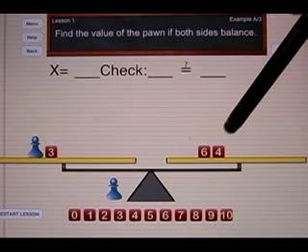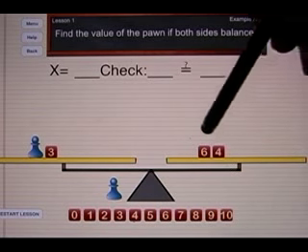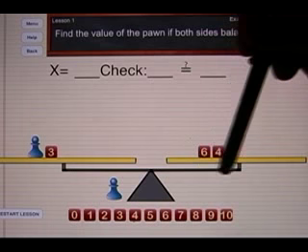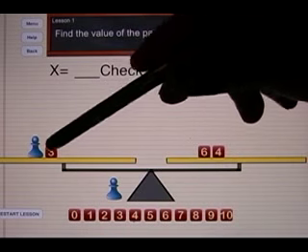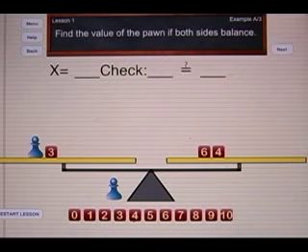In this example, we have a 6-pound weight and a 4-pound weight on one side. That means that altogether this side has a weight of 10. On this side we already have a weight of 3. That means that the pawn must have a weight or value of 7.